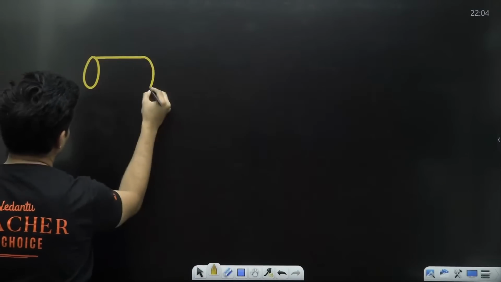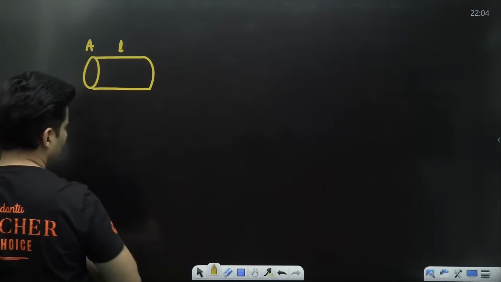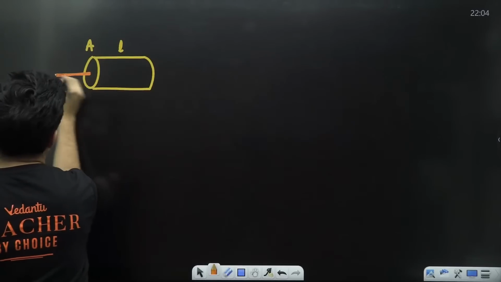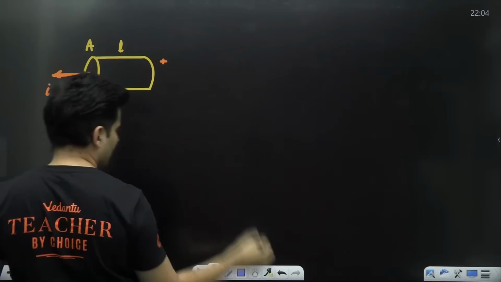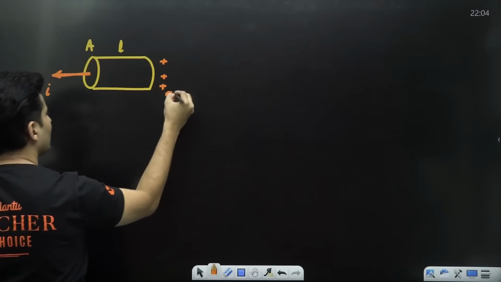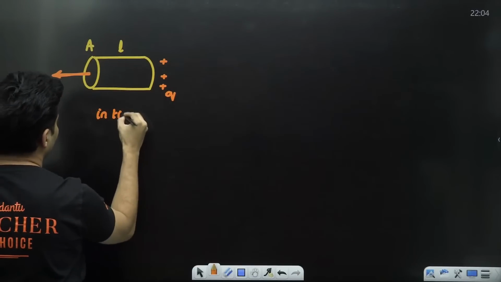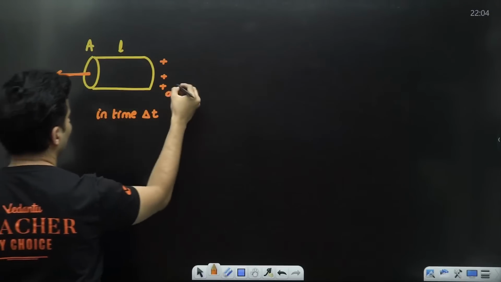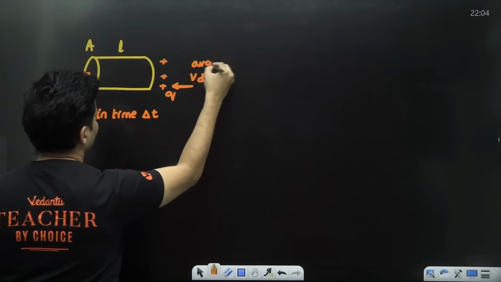Imagine you take a conductor of some area, some length, and it has some amount of current. So basically some charges will go through this cross section from here to here in a time of delta t, and as they are moving with a velocity on an average of drift velocity.